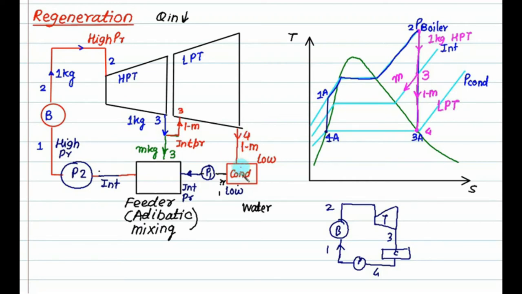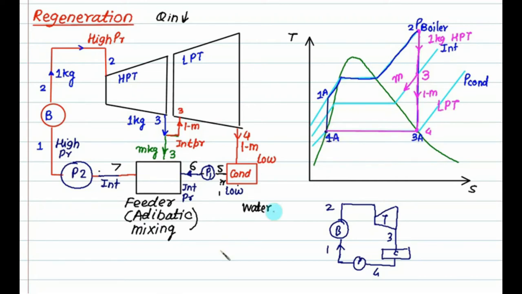In LPT, then we have a condenser. In the condenser, is it a phase change process? So let me add some points here. This one is 4, this one is 7. 4 to 5 is a phase change process.